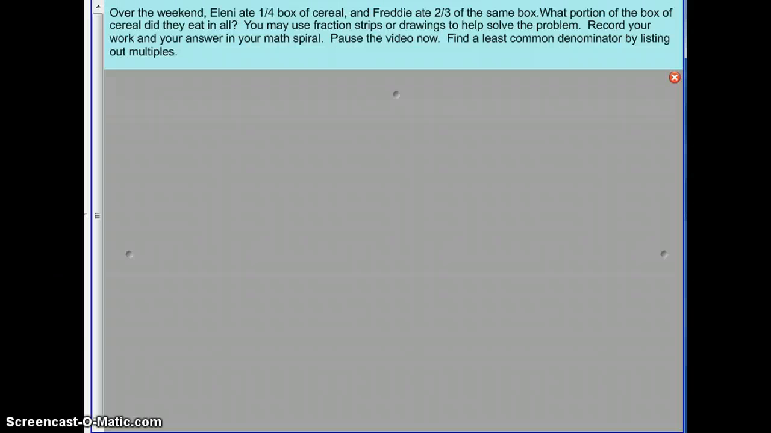Okay, over the weekend, Eleni ate 1/4 box of cereal and Freddie ate 2/3 of the same box. What portion of the box of cereal did they eat in all? You may use fraction strips or drawings to help you solve the problem. Record your work and your answer in your math spiral. Find a least common denominator by listing out the multiples. Pause the video now.